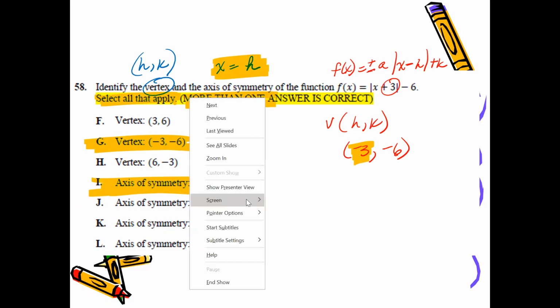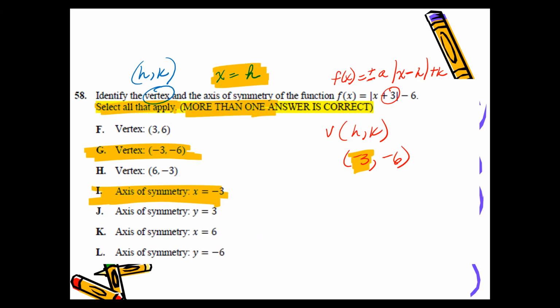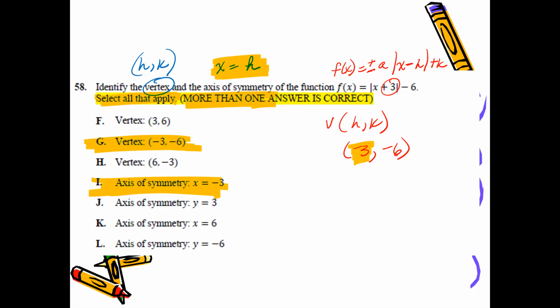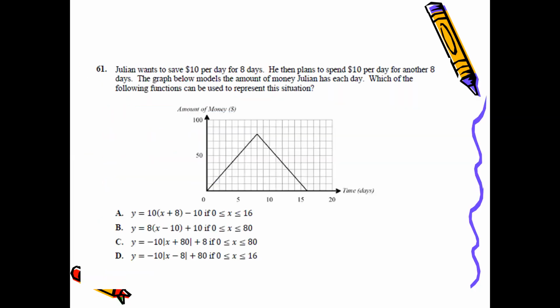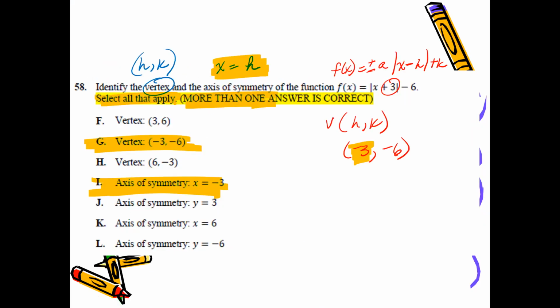And if you're not sure about that, you guys, you can always go to your answer, and this is number 58. Yep, 58, G and I. That's correct. All right, I'm gonna stop here. I know you guys still have number 60, 59, and then 61. So you have like 3 more questions.